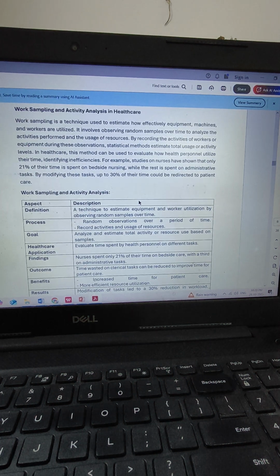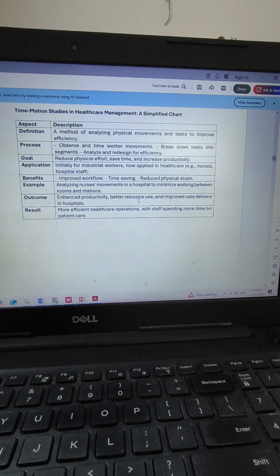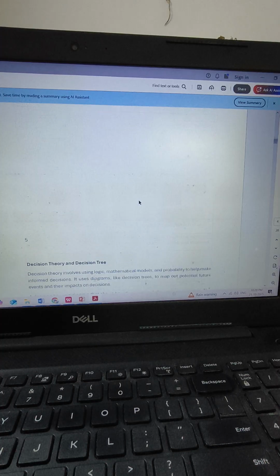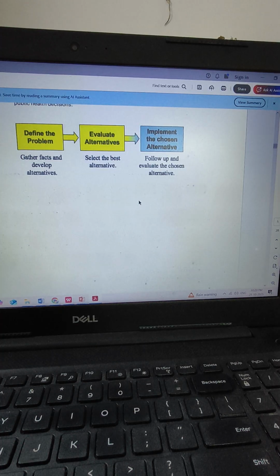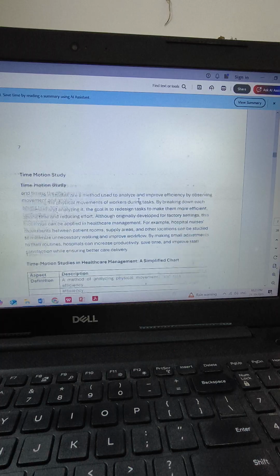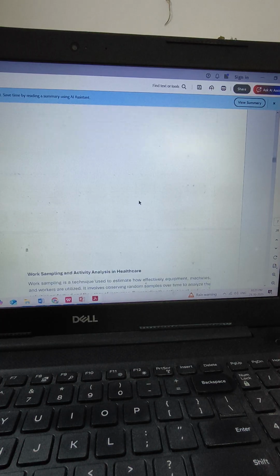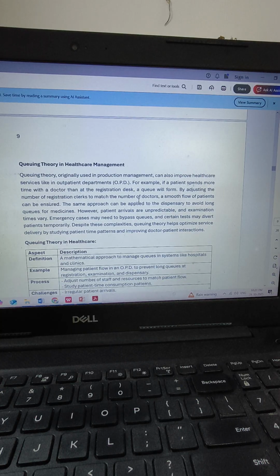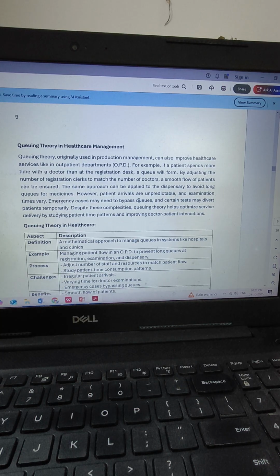So let us stop till here. What all have we studied? We have studied time trends and forecasting. We have seen what decision theory means, and then we saw Six Sigma, and then time motion study. We will just see one more thing before we end for the day: something called queuing theory in healthcare management.